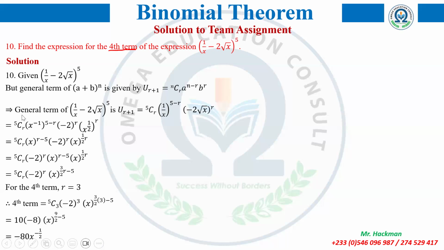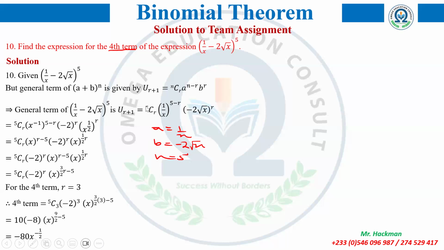So again, you compare the general term of whatever you are asked to expand. Now if you compare, your A is equal to 1 over x, your B is equal to the whole of, minus 2 roots of x. Remember, what you are comparing is supposed to be plus, but here it's minus, so we are mature enough. Then your n is equal to 5.